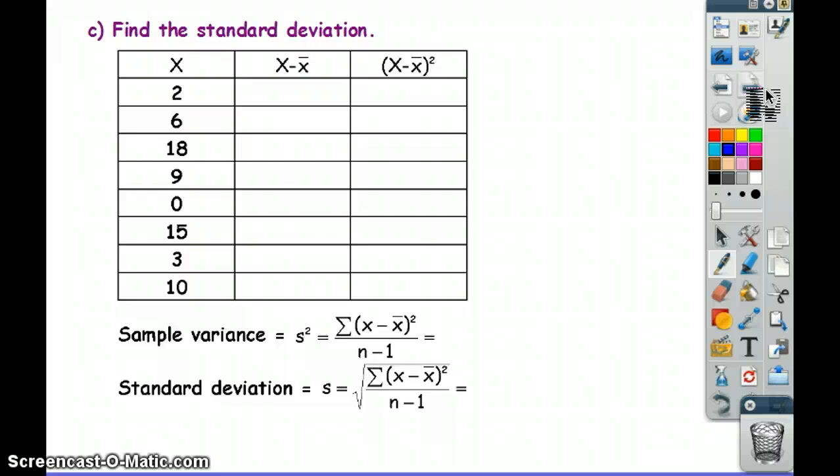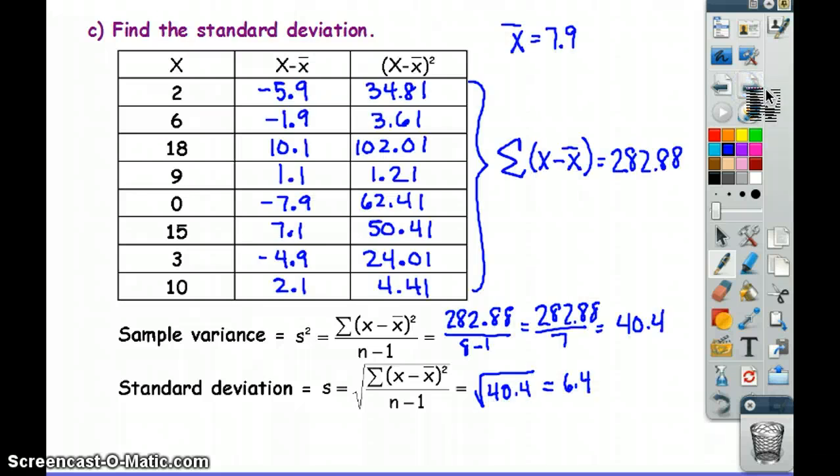So I filled in my chart using that mean that I found. So check your chart, see how you did. The sum of that third column is approximately 282.88. That is the numerator. Oh, I forgot a squared here. That is the numerator of my sample variance equation.